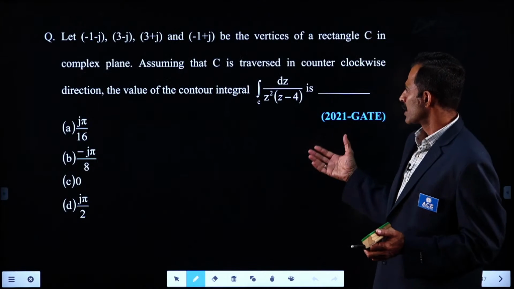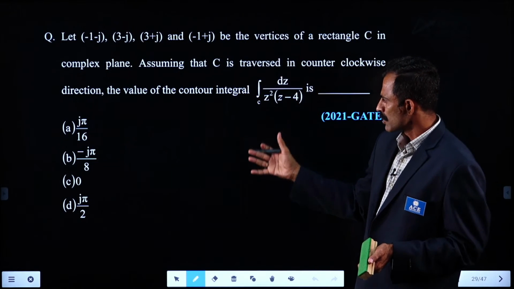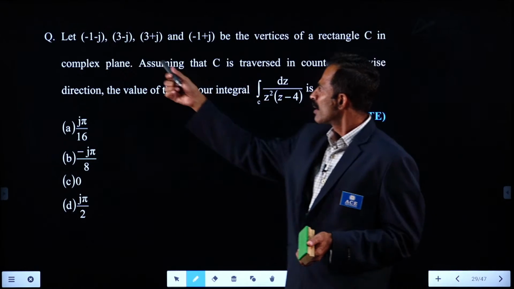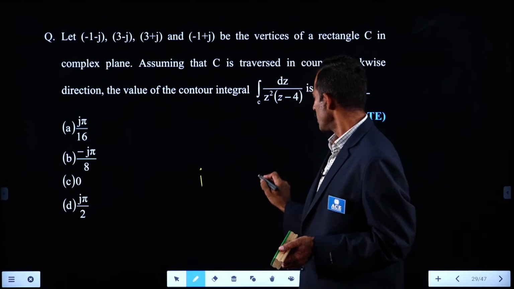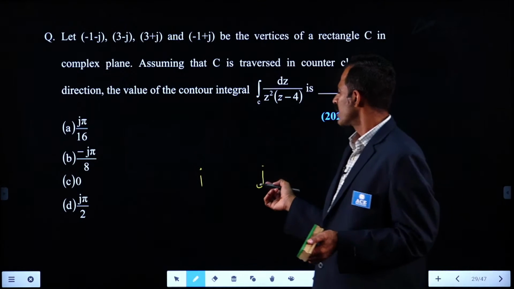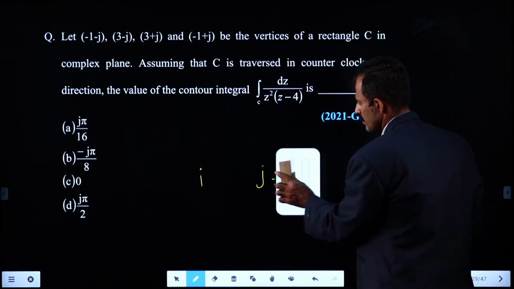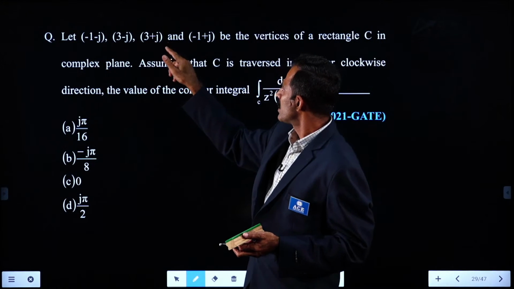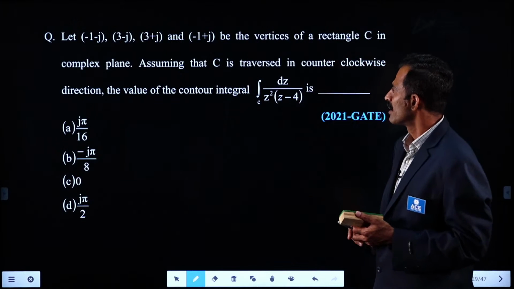Now it is also a GATE question. This question was given in the year 2021. It is a multiple choice question. Let us read the question. Let minus 1 minus j, 3 minus j, 3 plus j and minus 1 plus j be the vertices of a rectangle. Here j is given instead of I; it is the only difference. We can treat j equal to I only.